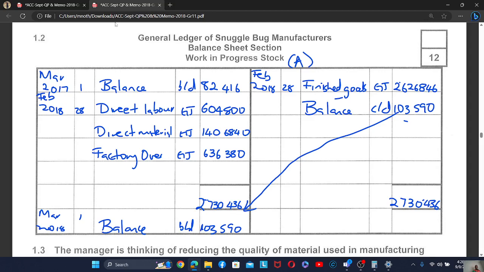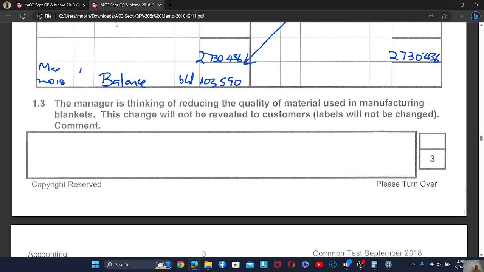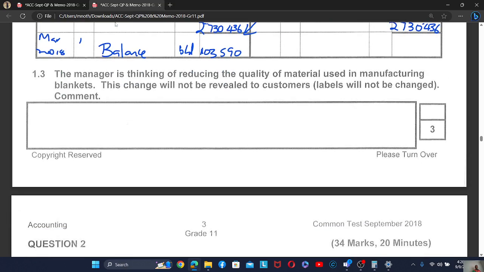And then 1.3, the manager is thinking of reducing the quality of raw material. The manager is thinking of reducing the quality of material used. So is it fine if you only do the calculating part and not this part? I can just learn this part on my own. Okay.